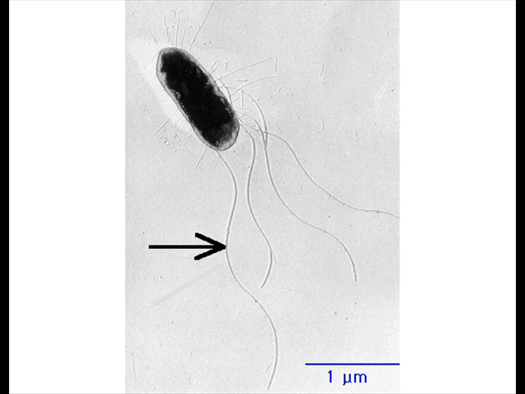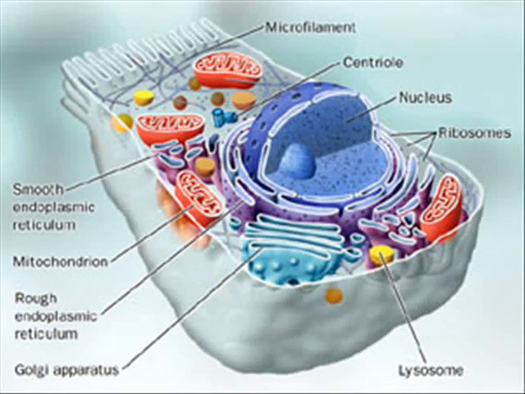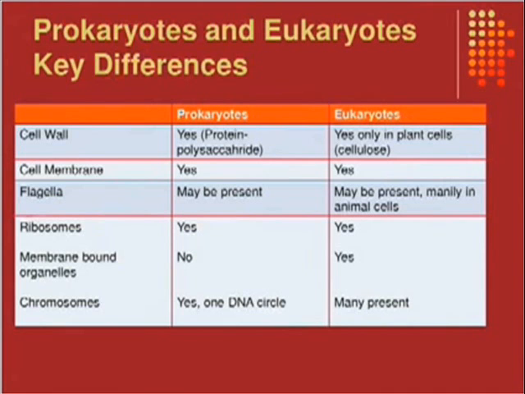Okay, this next slide, we're going to briefly take a look at eukaryotes. So as we said before, they are a lot more complex than prokaryotes. They are included in animal cells and plant cells. The basic structure consists of a plasma membrane, a cytoplasm, a cell wall, which is only found in the plant cells, not typically in animals, the cytoskeleton, and the organelles. So this slide, as you can see, shows the main organelles and some of the differences in how the animal cell looks versus the plant cell. This is just to give you an idea of what's to come in an upcoming lecture.